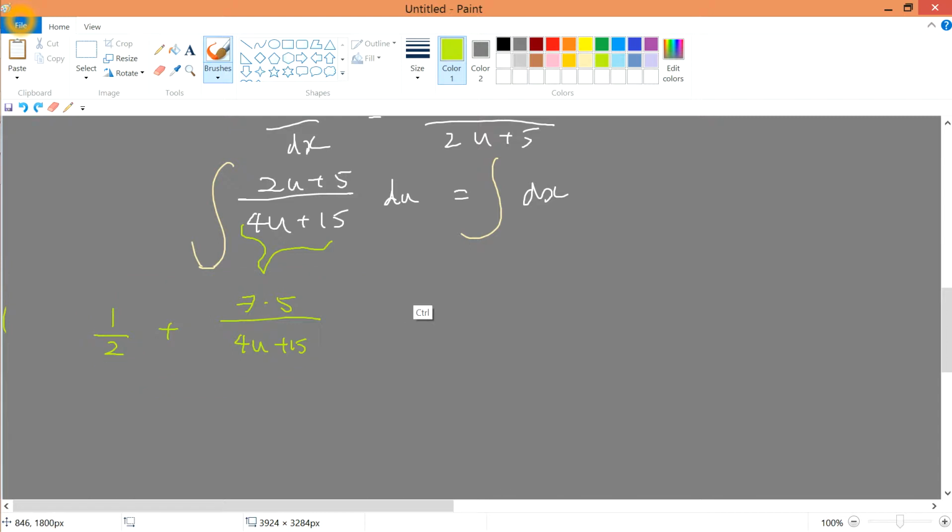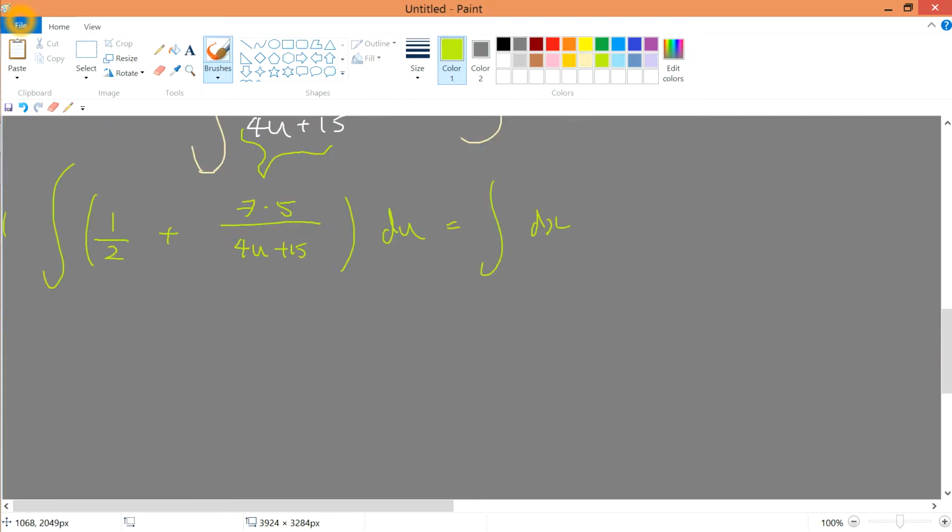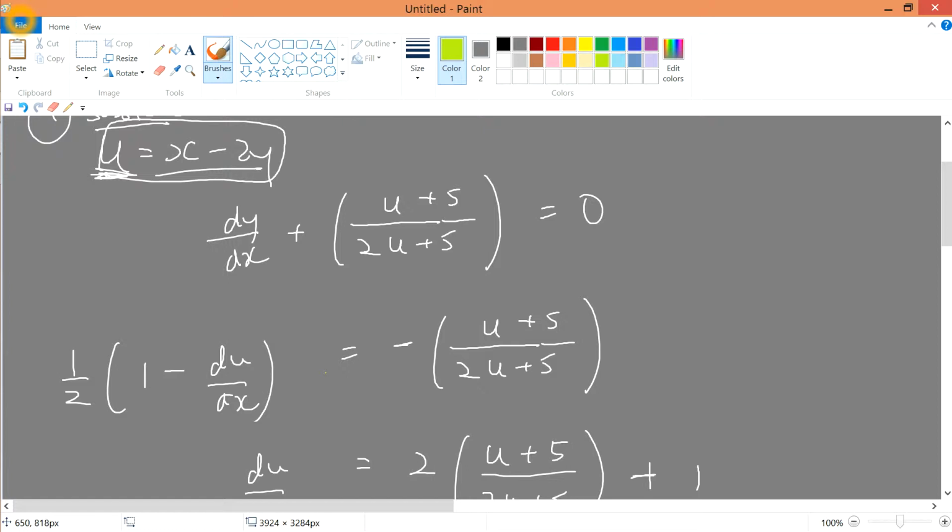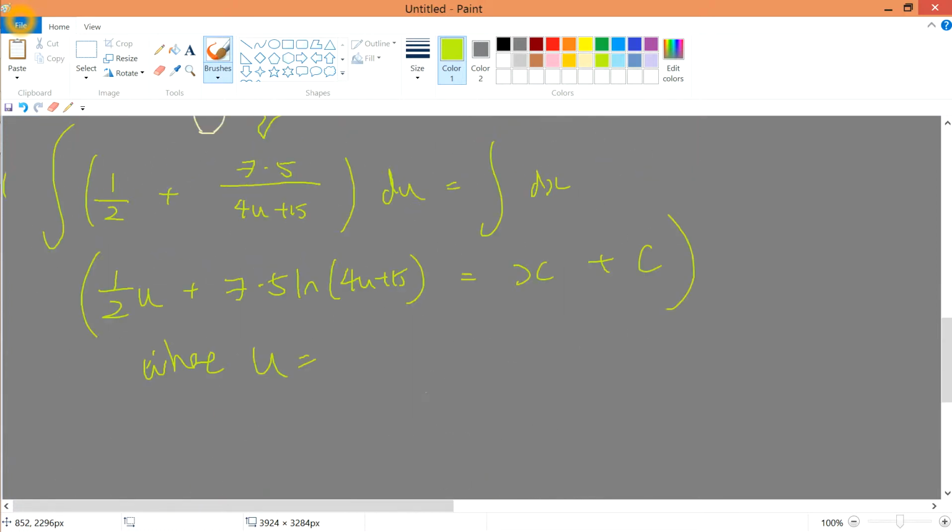So I'm purely replacing this as this one. Alright, and you can just simply integrate already, which is pretty much easier. And if you were to integrate, you would have half u plus 7.5 ln(4u + 15) equals x plus c. Alright, and this is the answer, where u equals x minus 2y.